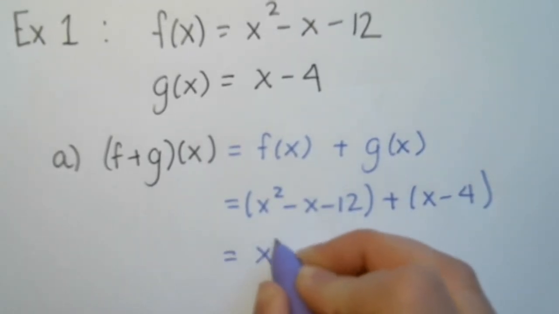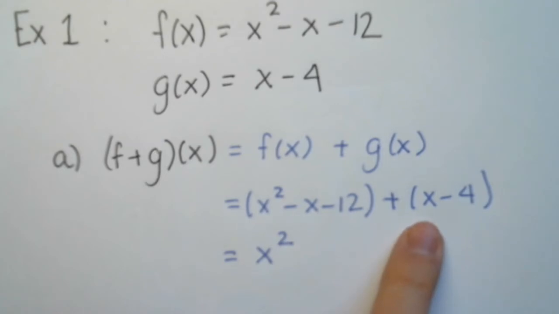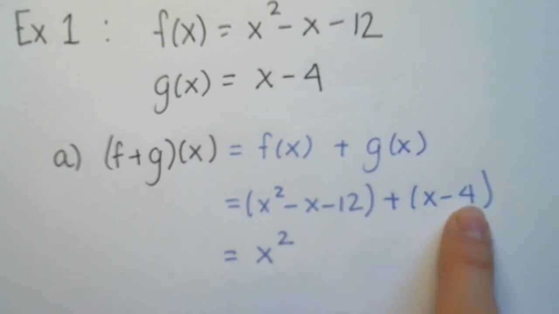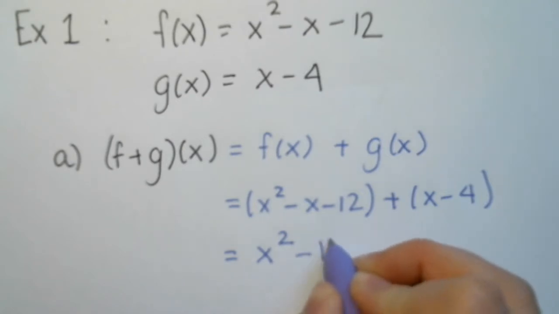So we'll have x squared, then we have negative x plus x, so those two will cancel, and we have minus 12 minus 4, or minus 16.